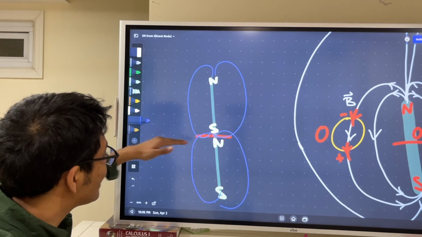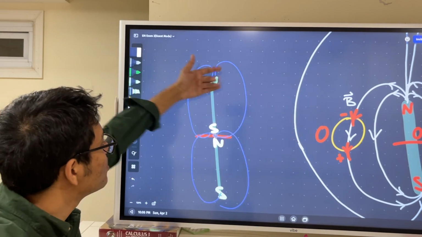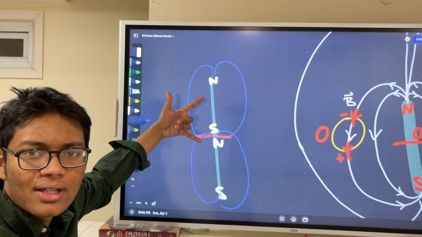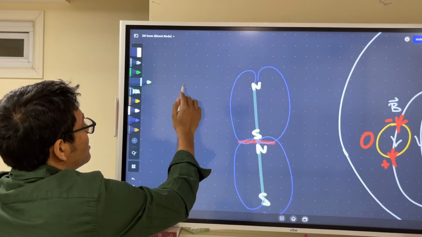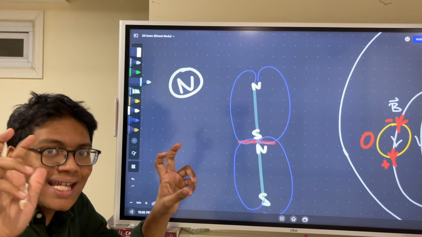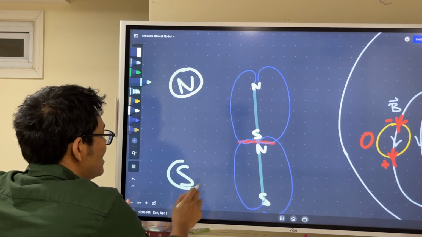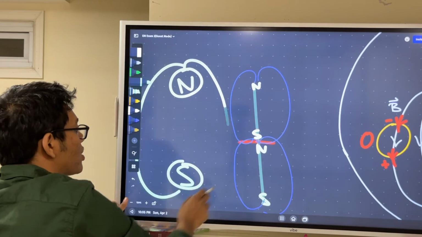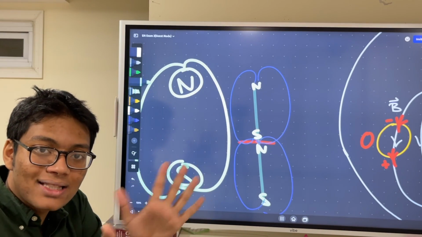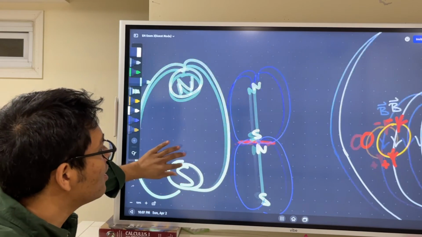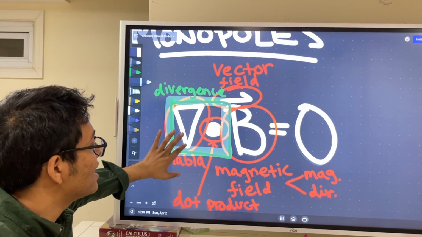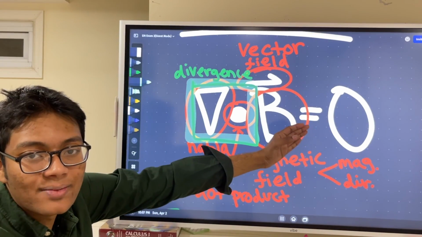No matter how you slice or dice a bar magnet, you're always going to have a north with a south. You can't separate the north into its own magnetic charge like you can do with a positive or negative electric charge. No, these guys, they're like peanut butter and jelly. They have to come as a pair. And as a result, the divergence of the magnetic field always has to be zero.